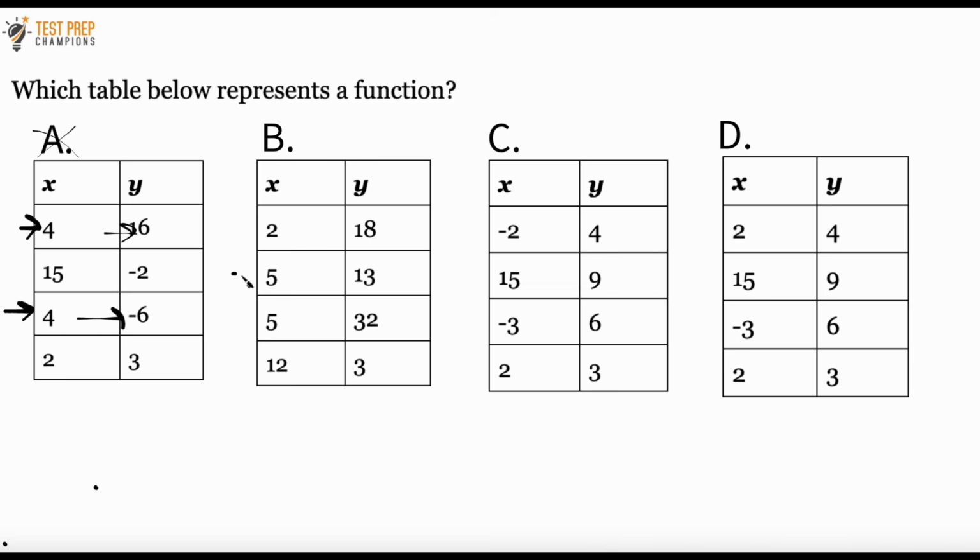So in this case, I see that 5 shows up twice. For this 5 right here, the output is 13. So for this to be a function, this 5 down here would also have to have an output of 13, but that's not the case because right here we see that for this 5 here, the output is 32. So B is not a function. And remember, a function has exactly one output for each input.